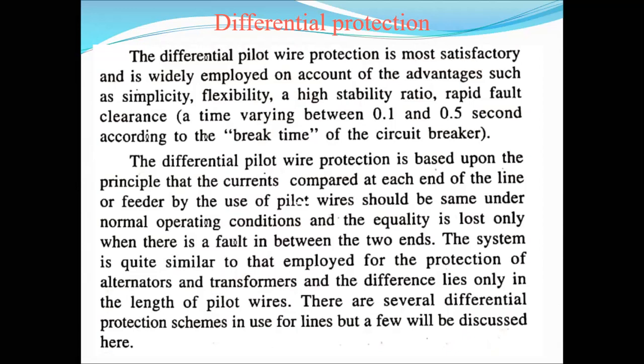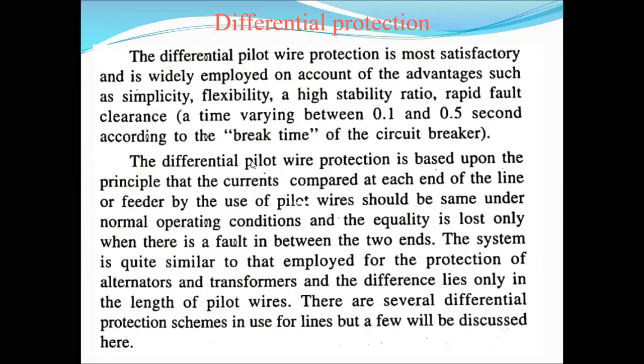If any fault occurs, only in that case the algebraic sum of the currents gives some differential current. That differential current flows through the relay coil, and then the relay coil is operated. That is the main working principle of differential protection.